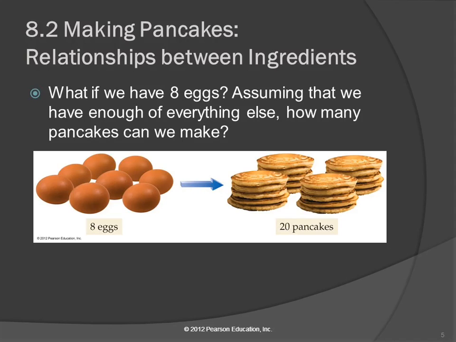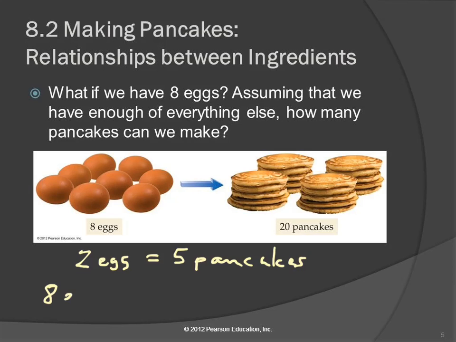What if we have 8 eggs and plenty of everything else? Because there's always something that you run out of when you're making things, right? What if you have 8 eggs? How many pancakes could you make? Well, the picture's telling us the answer, right? If we have 8 eggs, we could make 20 pancakes. Well, how could we figure that out? Well, remember we said that 2 eggs equals 5 pancakes.